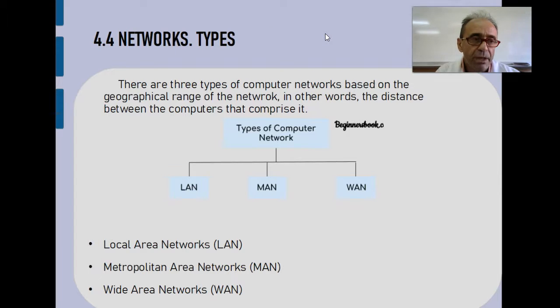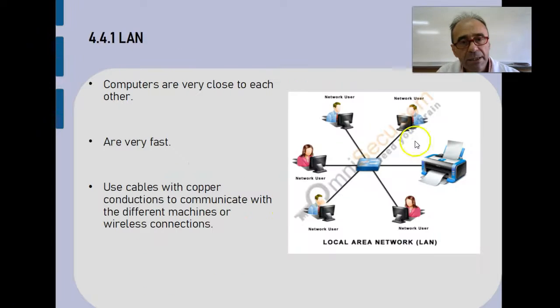Types of networks. Regarding the distance between the different computers, we have three types: local area network, which are the small ones, metropolitan area network, and wide area network. Local area networks are close to each other. An example of a local area network could be the network of the school. It is a fast network. Most of them use copper wires, but we can also use wireless connection.